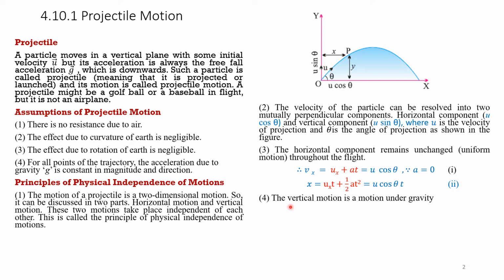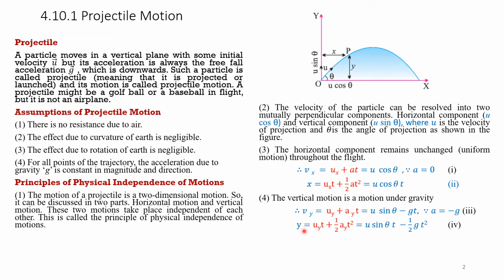Point number 4. The vertical motion is a motion under gravity. So there is an additional factor g in the vertical motion. This is given by the relation velocity vy is equal to uy plus ayt. That is equal to u sin theta, where uy is u sin theta, minus gt. Here ay is minus g, because the acceleration a is equal to minus g, that is free fall.